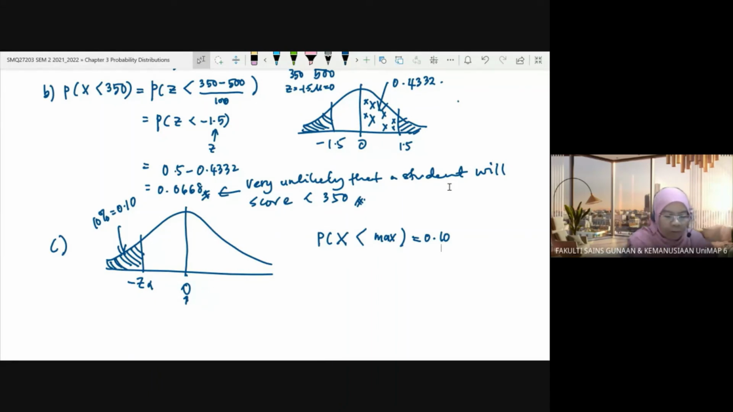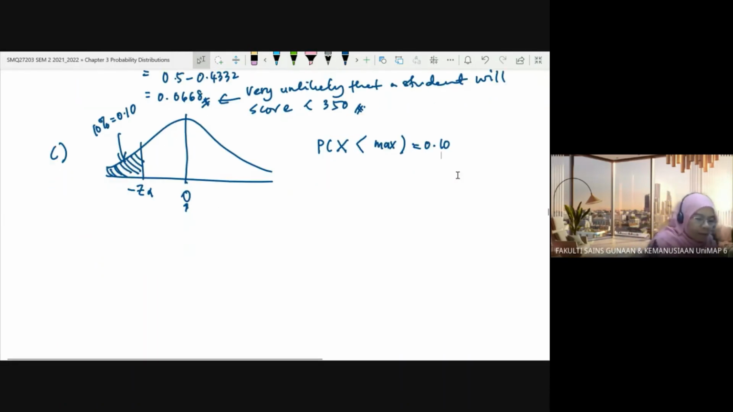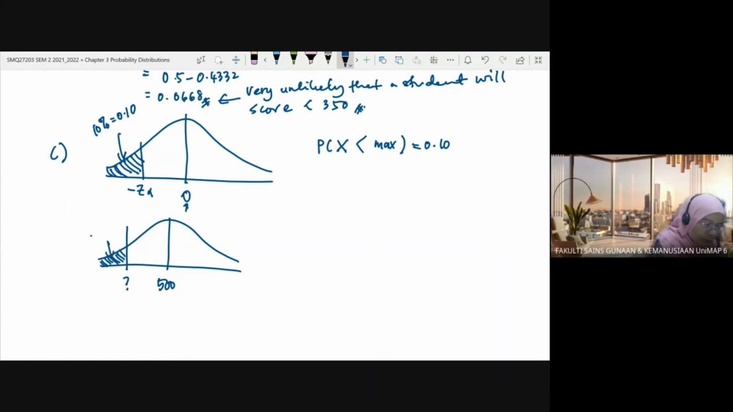Now, at this stage, anyone got any question? If I draw the original distribution, the mean is 500. Let's say we don't know at what marks here this particular student will get remedial assistance. This is for remedial assistance, if the student got this particular mark and below. Okay, so class, having said that, how to solve?